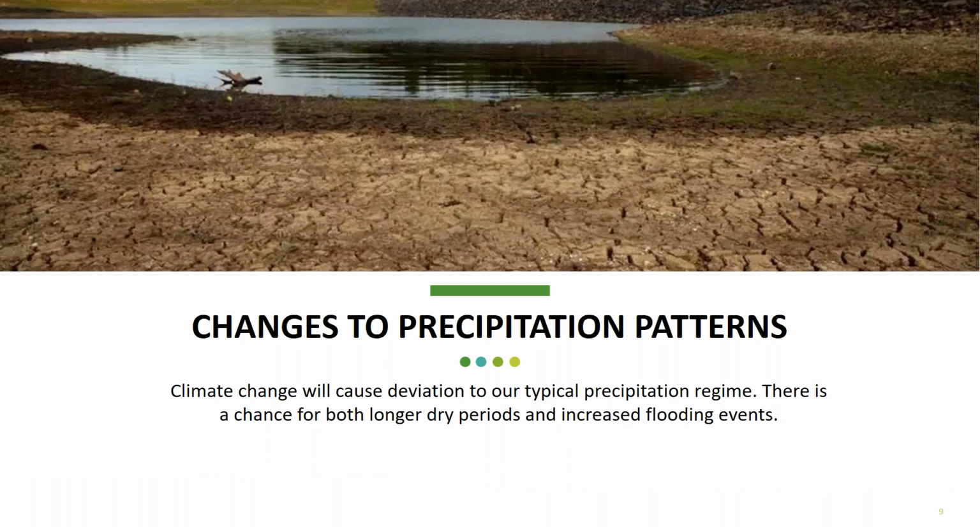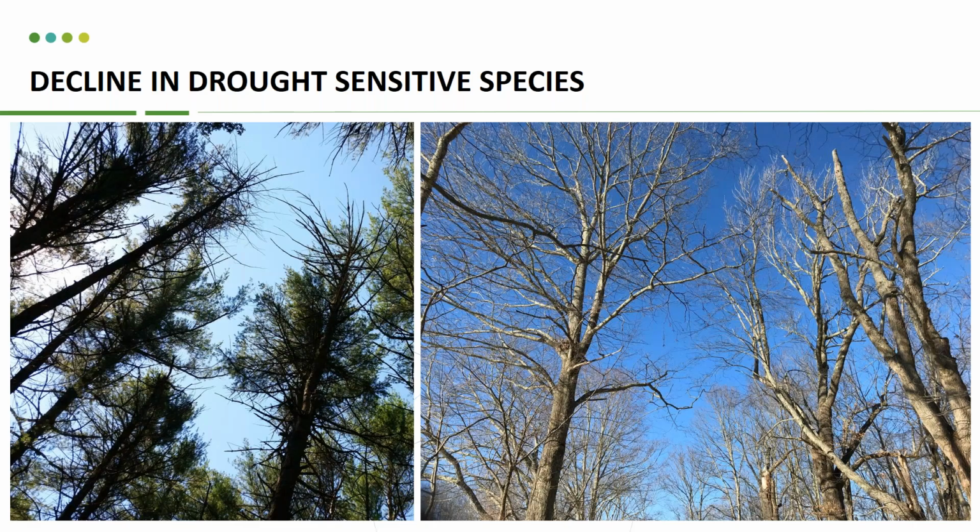So in the Northeast, we're not expected to get too much more or less precipitation, but the way we receive that precipitation is really going to change. And we're going to have times when we're going to go through longer periods of drought. So we're going to see a decline in our drought sensitive species. We're going to see rainfall in more shorter severe events.